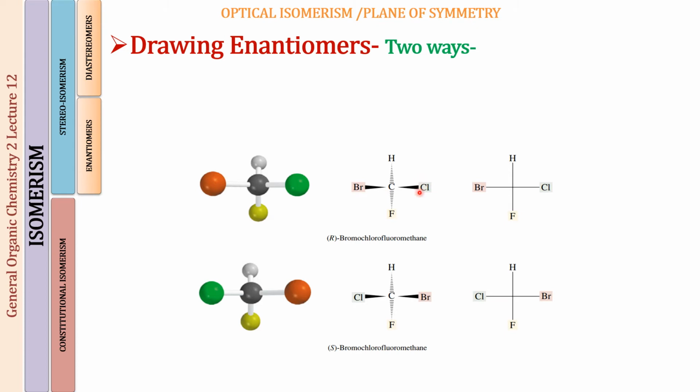These two ones which are represented by the solid wedge are coming towards us. By the hatched wedge or the dotted wedge, well, this is going behind the plane of paper. So these are going to be represented this way. So with a vertical line and a horizontal line, you see the Fischer projection for that. The point of intersection of the two lines is going to be the asymmetric carbon. Similarly, you can see the mirror image compound for this. We have called this an R and an S bromochlorofluoromethane.